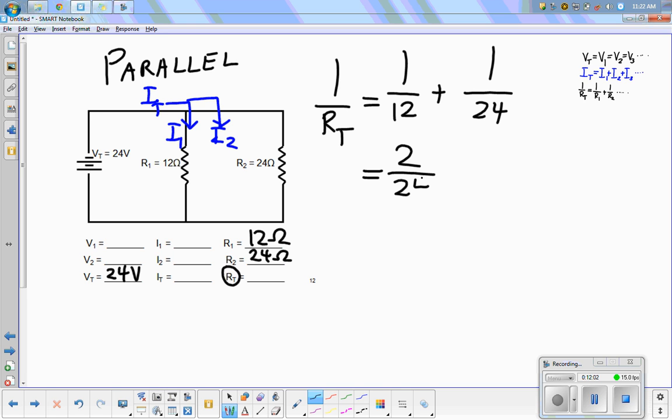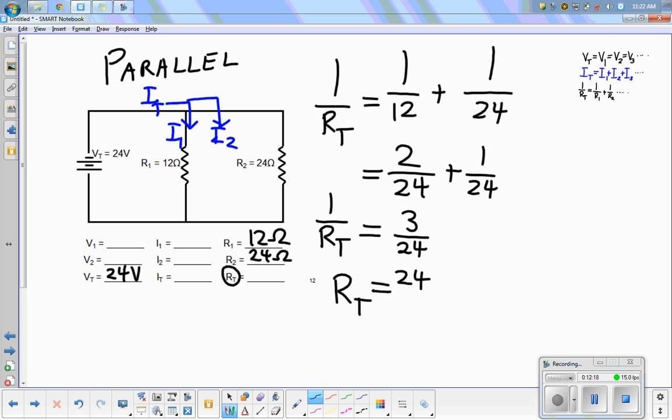Total down here is going to be 3/24. That again is equal to 1 over total resistance. Let's take the inverse of that. I've been lazy with my units here. Don't get lazy with yours. Our total resistance here is 8 ohms.